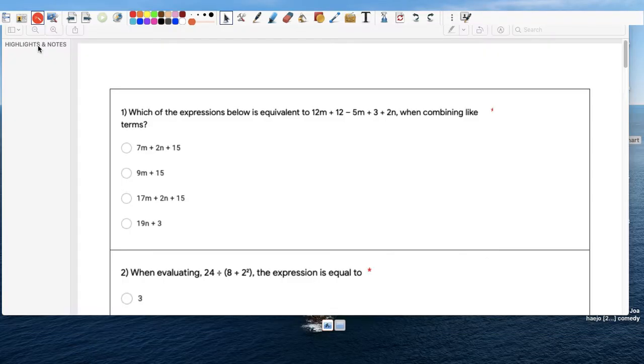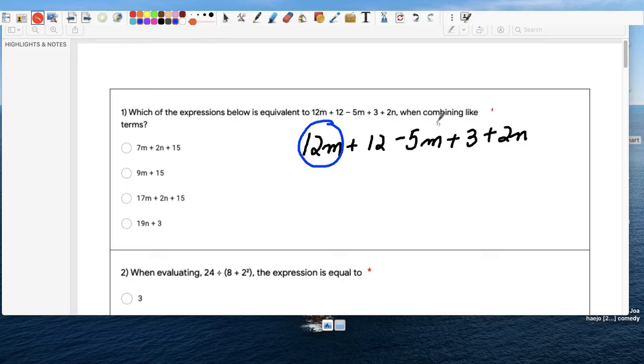Okay, so let's go to the question. Which expression is equivalent when combining like terms? Here's 12m plus 12 minus 5m. Let me just make it bigger. All right, so what we're going to do is combine, just like the French fries and all that stuff. So 12m with minus 5m. Be very careful. So it's 12m minus 5m.